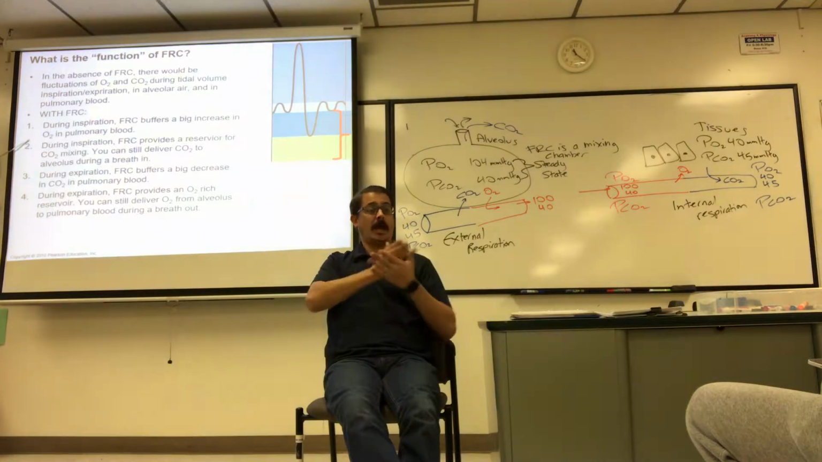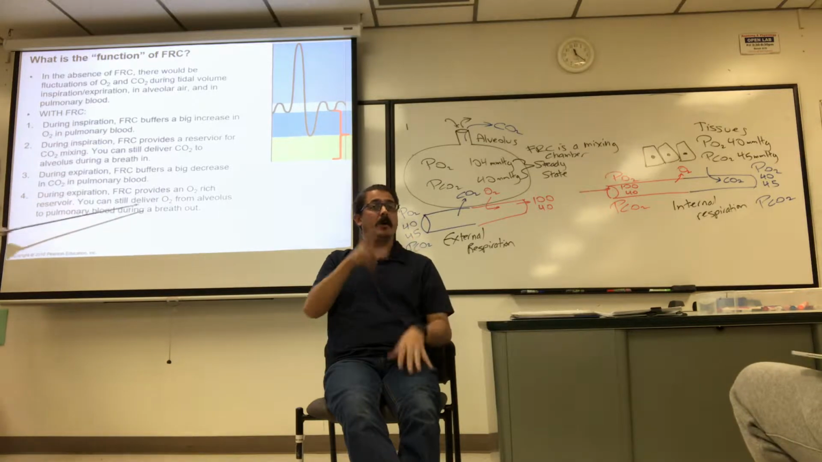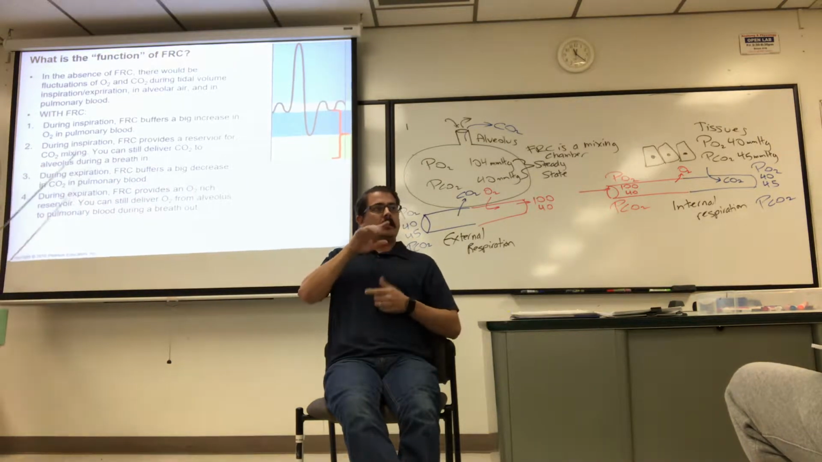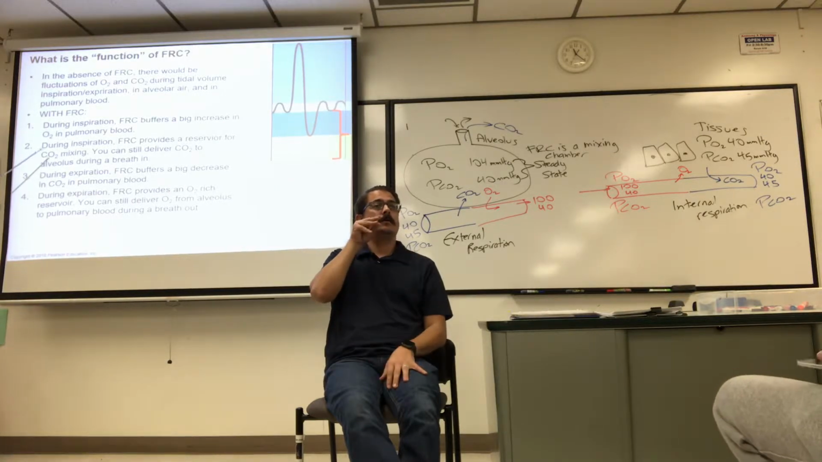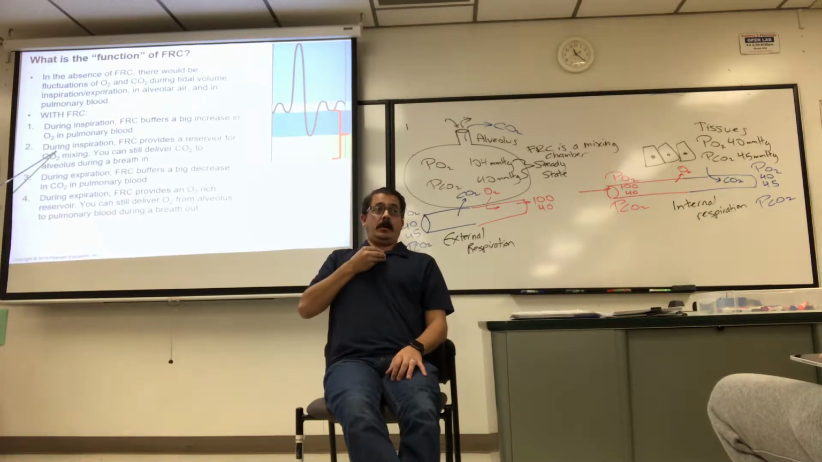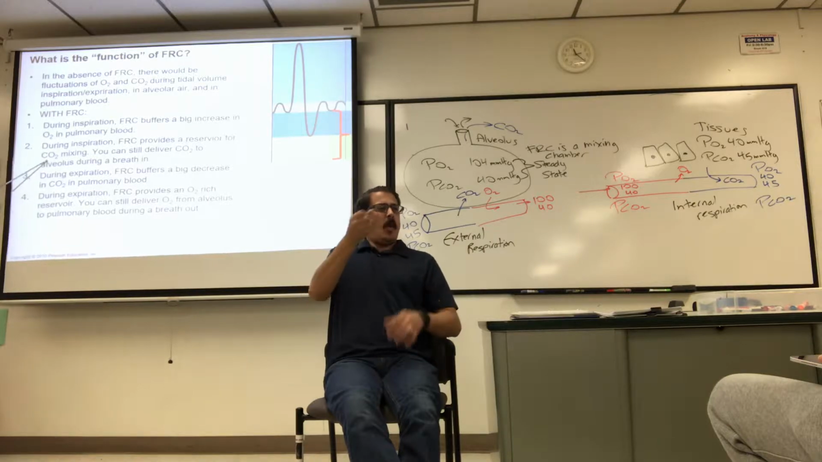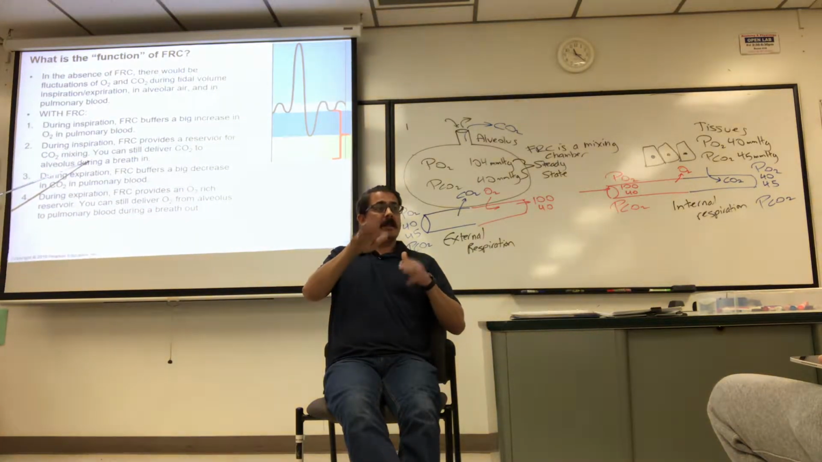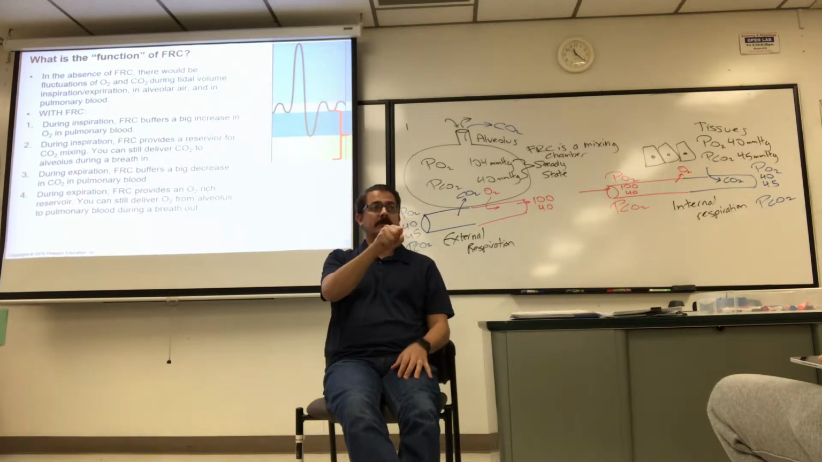So when you take a deep breath in, you're delivering the O2, but this big mixing chamber buffers a big jump. The same thing when you take a breath out. During inspiration, same thing for CO2 when you take a breath in. FRC provides a reservoir for CO2 mixing. In other words, you can still deliver CO2 to the alveolus while taking a breath in.